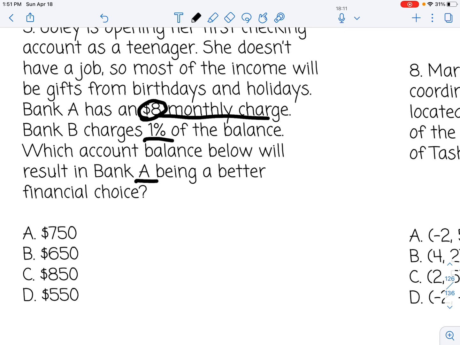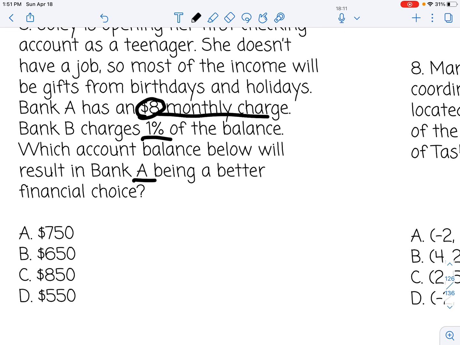Okay, so right here, if Bank B charges 1% of the balance, what we're going to do is multiply the balances by the 1%. So if there's a 1%, we need to change that to a decimal. So we just move this 1, 2, which is 1/100th.